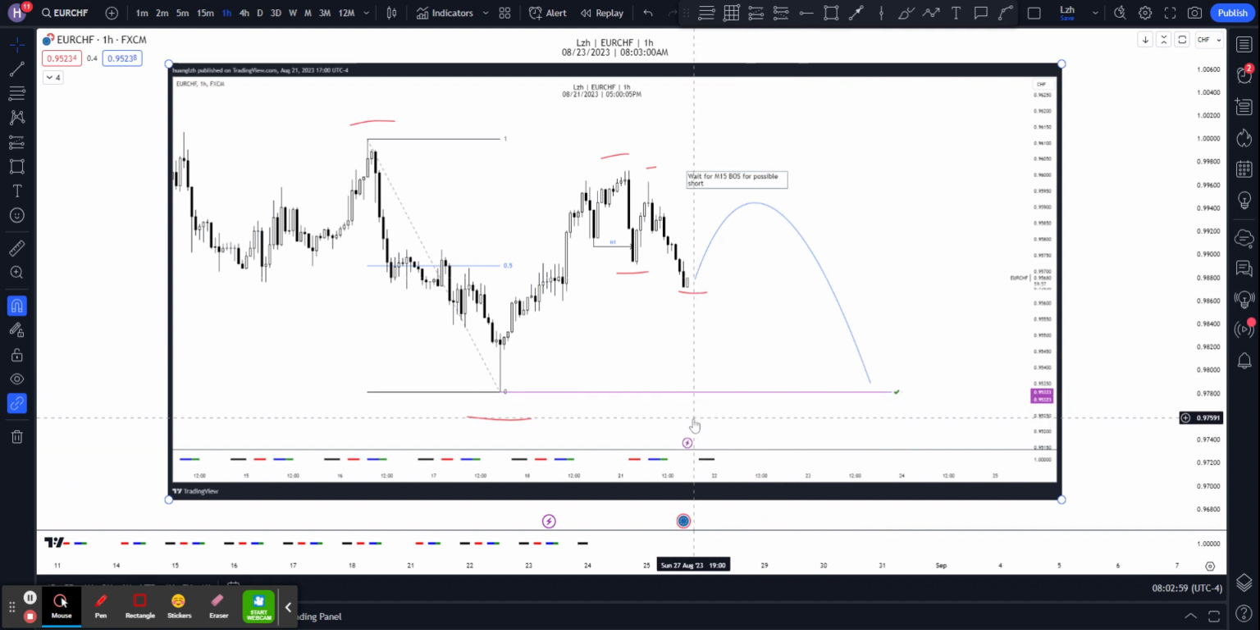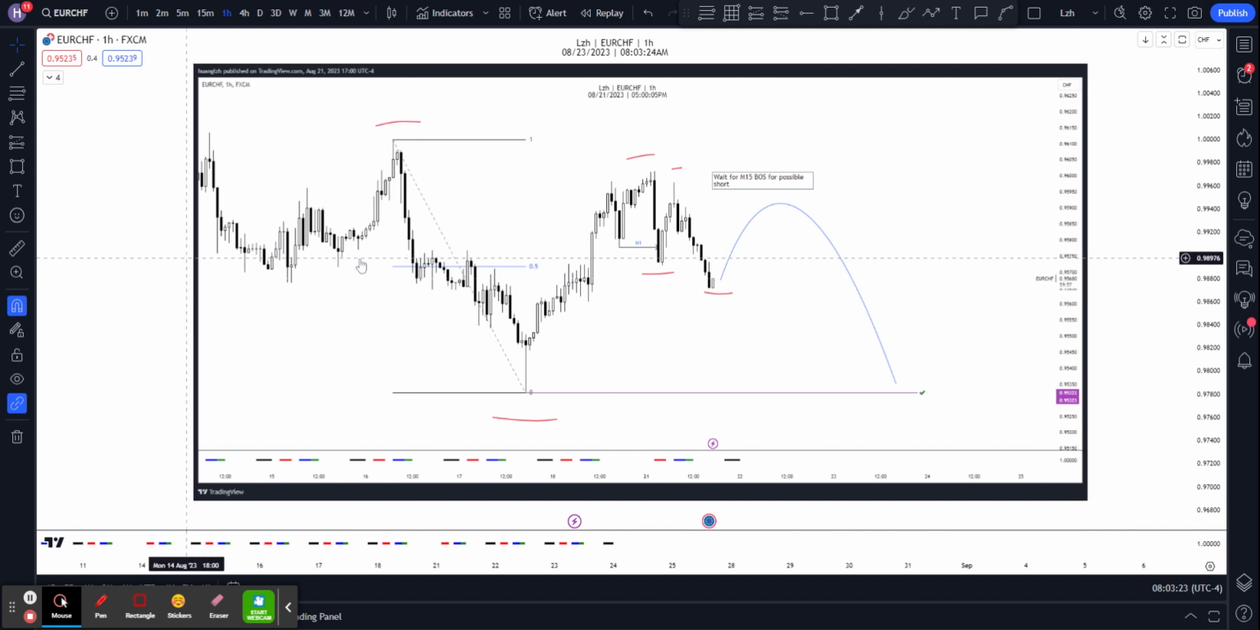As you can see, it was plotted on the 21st, 5 o'clock in the afternoon, and I was just waiting for the M15 shift in the market structure and take it down to the lower liquidity over here. So without further delay, let's hop into the analysis.